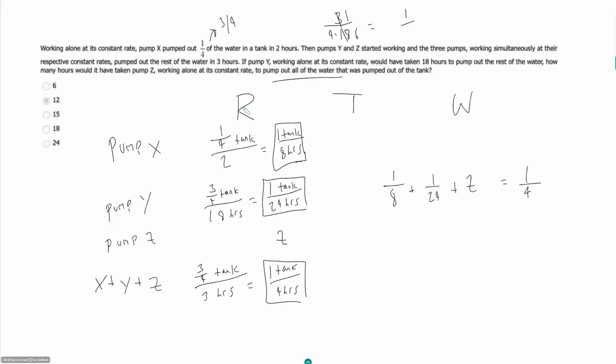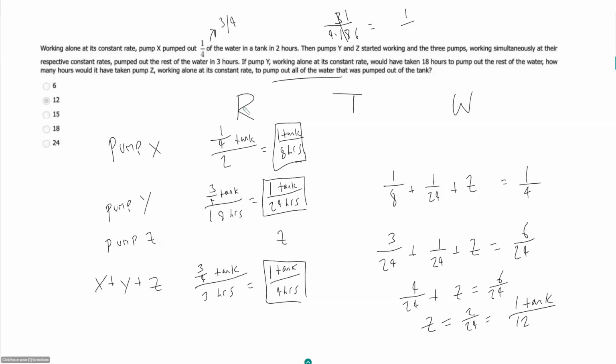It looks like we have a common denominator of 24. So let's rewrite this as 3/24 plus 1/24 plus Z is equal to 6/24. So 4/24 plus Z is equal to 6/24. So Z's rate should be 2 tanks every 24 hours, which is 1 tank every 12 hours. So if we want to know how long it would take pump Z to pump out all of the water, it should be 12 hours, B.